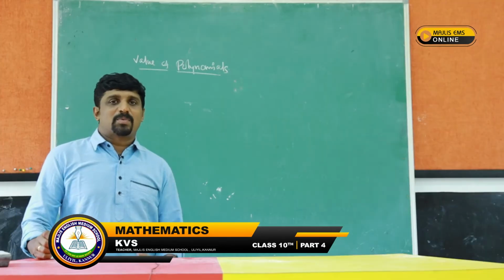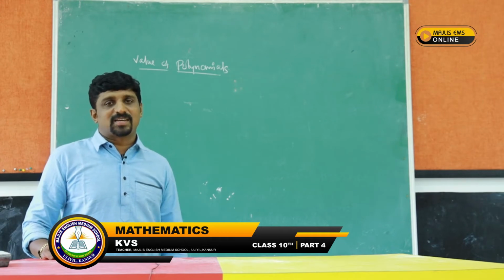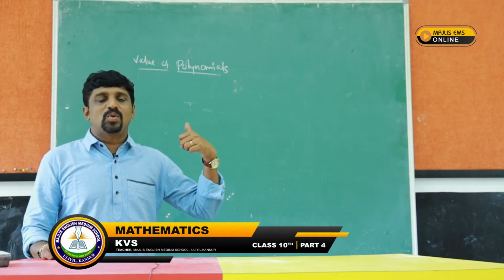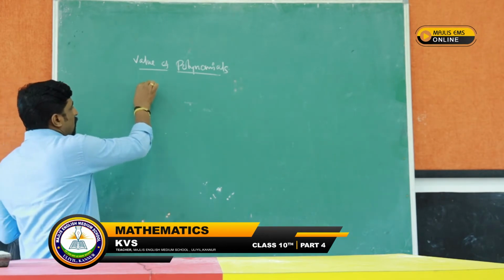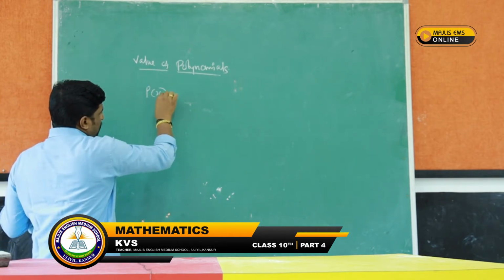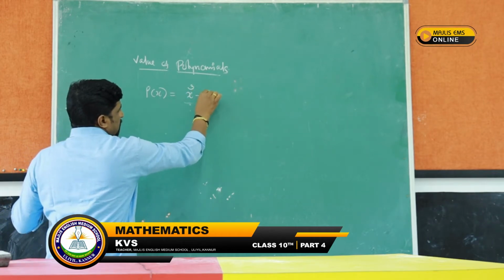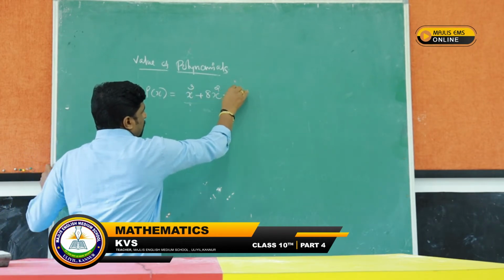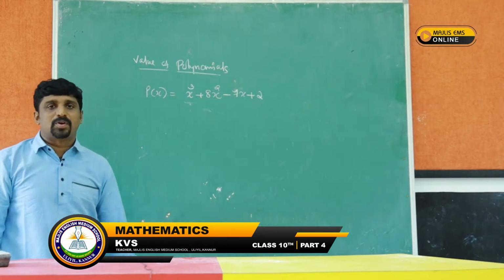Okay, now we will discuss the value of a polynomial. That also we discussed in 9th standard. Okay, then the value of a polynomial. Normally a polynomial can be denoted like this, p of x. Suppose p of x is equal to x cube plus 8x square minus 7x plus 2.